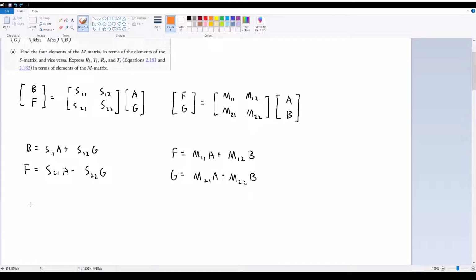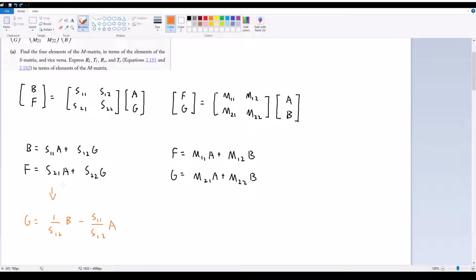So to do that, we can recognize that G is going to then equal 1 over S12 times B, subtracted by S11 over S12 times A. So what I've done is I've taken this first expression and I've isolated G.